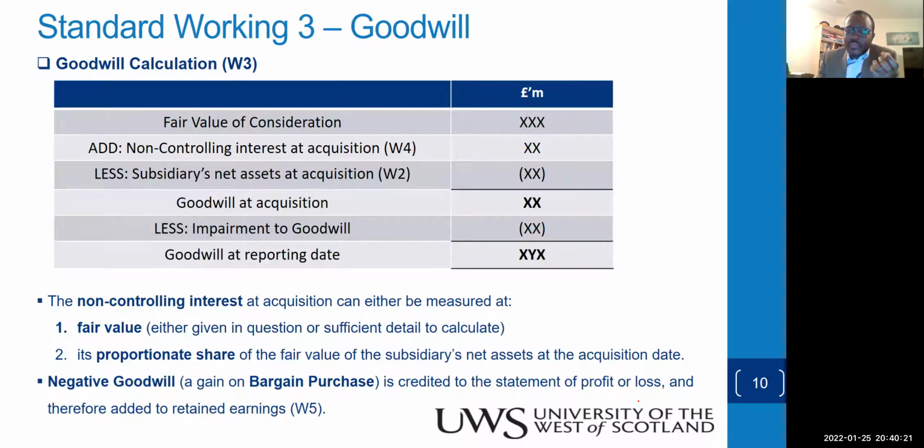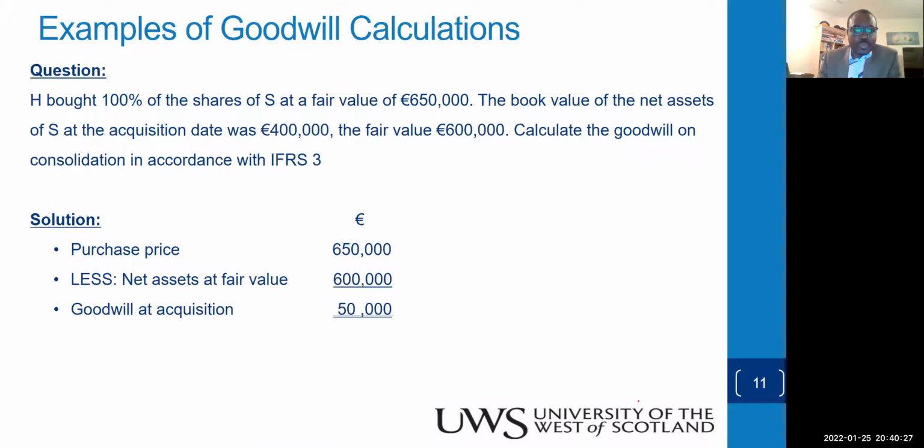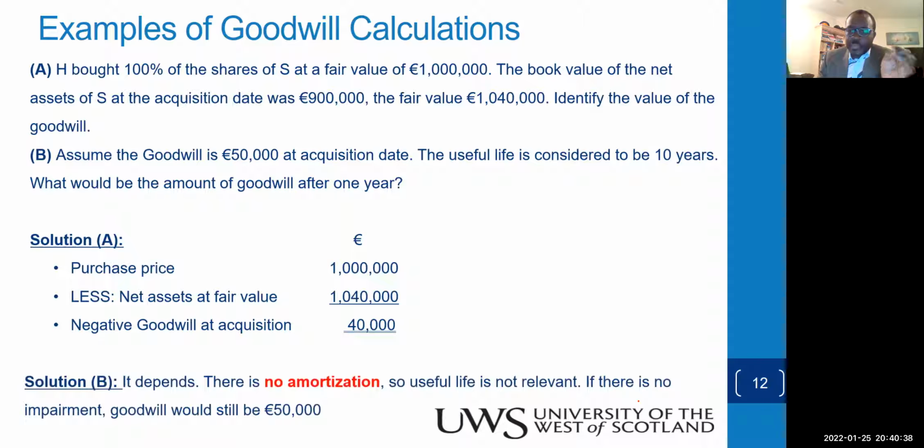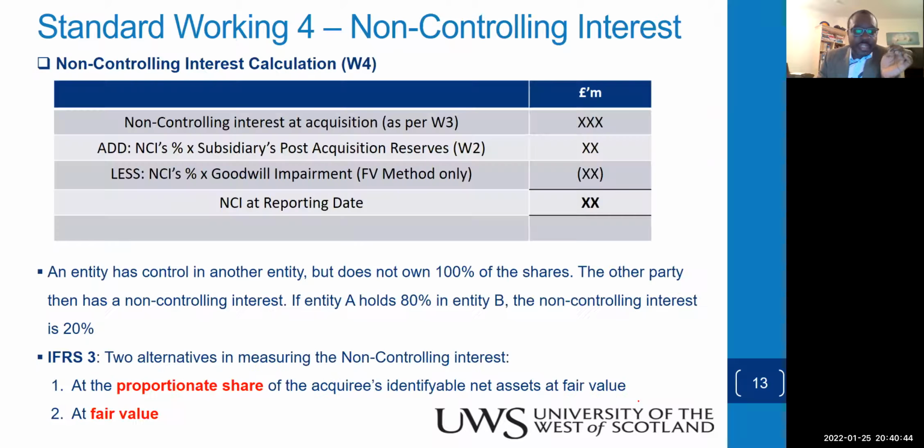Number three, we look at goodwill, its valuation at fair value or at proportionate share. We have a negative goodwill, which is the same as a bargain purchase. We credit it directly to our income statement. So we looked at an example of goodwill computation using both elements, looking at the fair value and then the proportionate. Remember, goodwill is not amortized. We check for impairments.